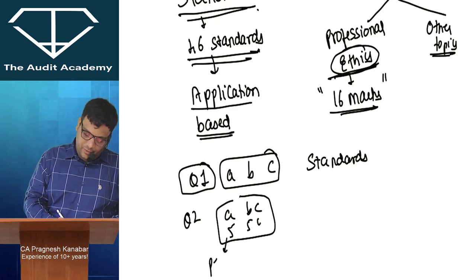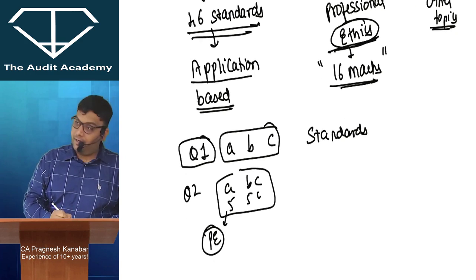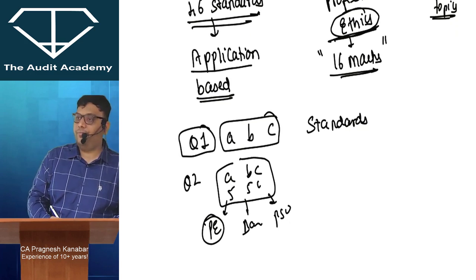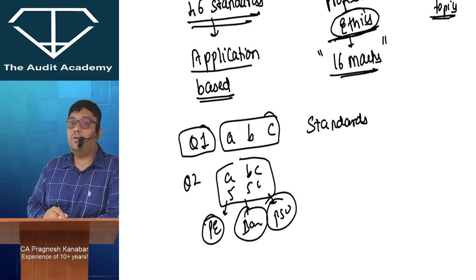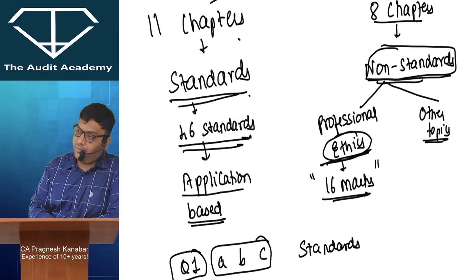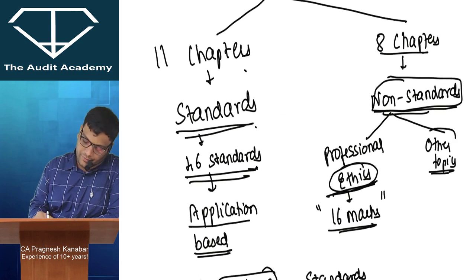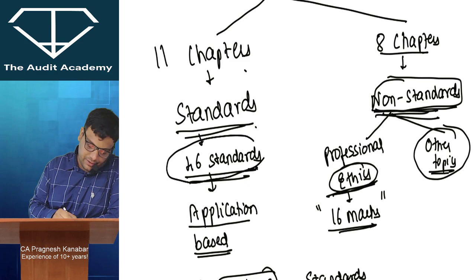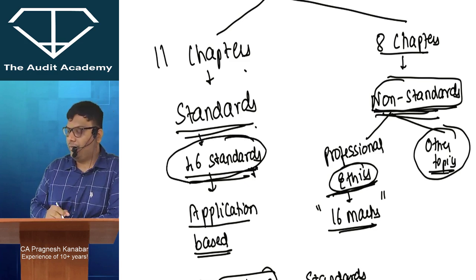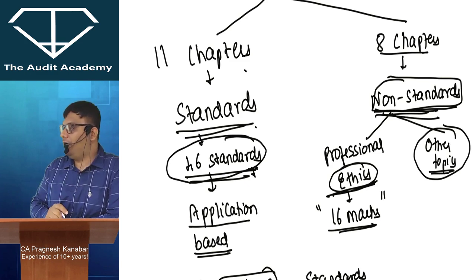One question you will see from professional ethics and you will be like, wow, nice practical question. One question you will see from bank audit. One question you will see from PSU audit. And these small chapters, normally students are not well prepared with. If you look at the admissions of my repeaters batch, you will realize that most of the students join for 2 topics. One is these other topics, small topics of non-standards, and second is a few of these 46 standards.